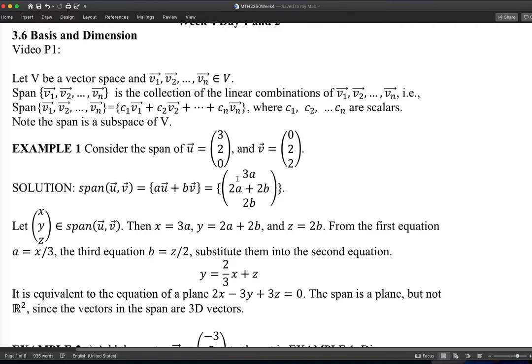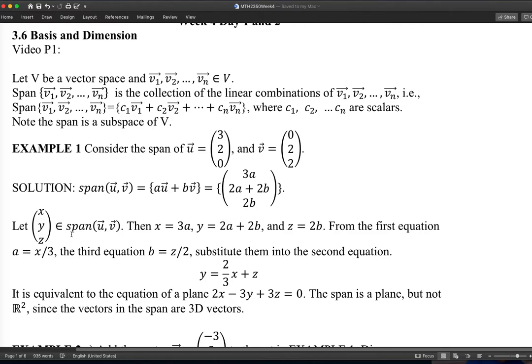With all the components, it turns out to be 3a for the first component, 2a plus 2b for the second, and 2b for the third. What I'm saying here is that all the vectors in the span must be in this fashion. You could choose a and b as anything, and the vector must be generated with those components.